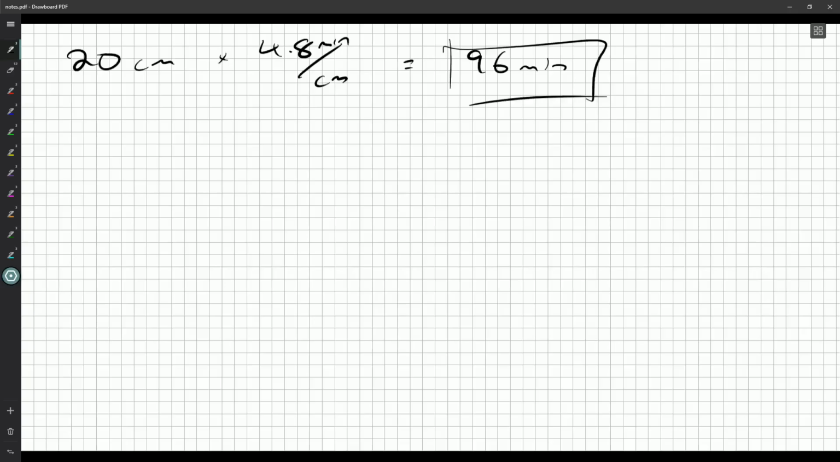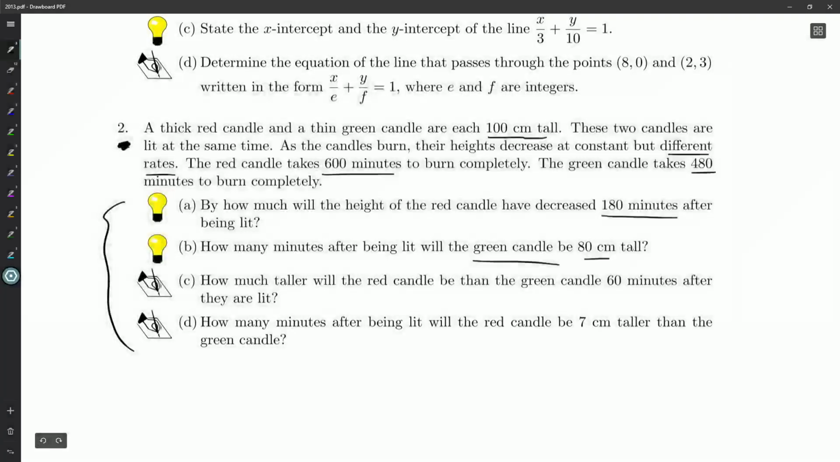Okay. So again, we just need to put our final answer, but we did show our work in case we mistranscribed our answer or something like that. Now, C and D, we have to write full answers here. So C, how much taller will the red candle be than the green candle 60 minutes after they are lit?